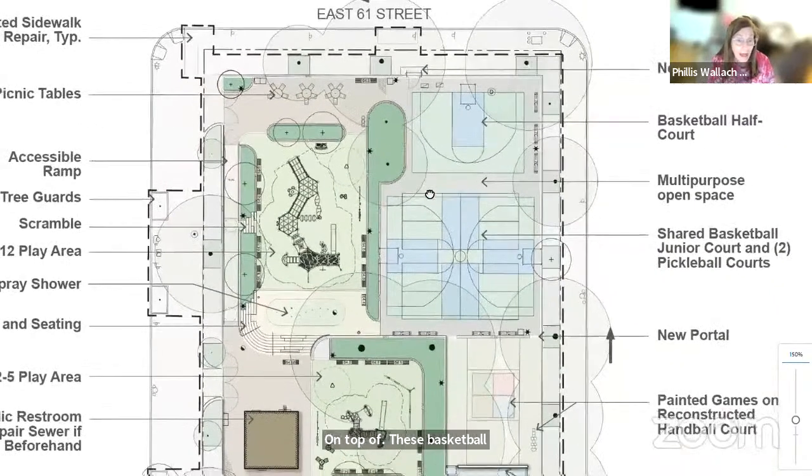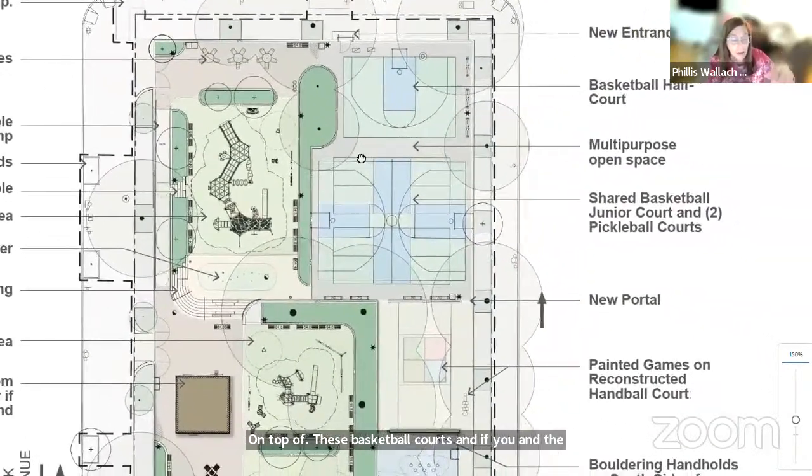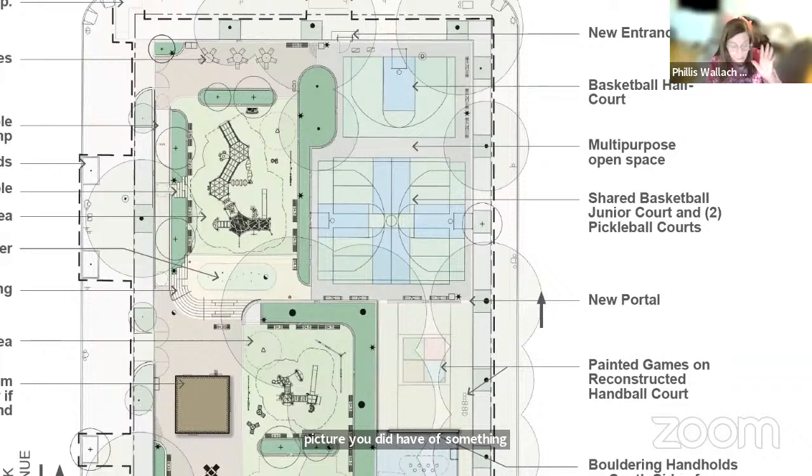The picture you did have of something painted did not look like that was going to work at all. Maybe one court, but I certainly don't see how you have two courts. And I will say that the last comment, about possibly not having any pickleball courts, that I just overheard, that's a problem. So I have a lot of concerns about this.